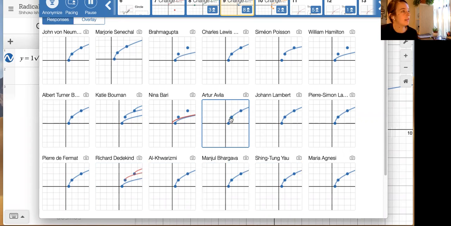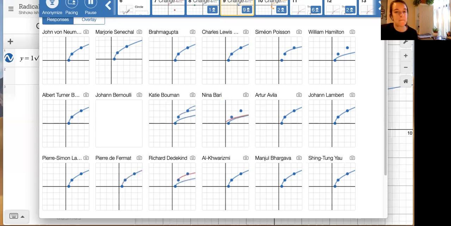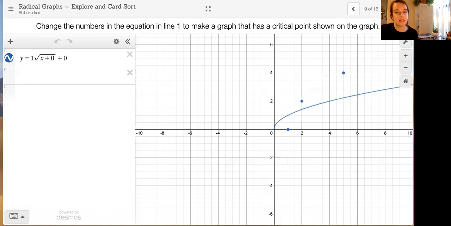So go ahead and jump back to slide 9. Your goal is to make one line that goes through those 3 points there. Same thing for slide 10. You're making one line that goes through those 3 points.